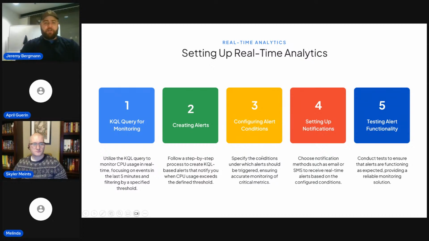Then you can configure the alert to specify the conditions under which alerts should be triggered, making sure that you have the most critical ones, like we just talked about. You can set up notifications like SMS, and then you could test alert functionality. So making sure that alerts are working as expected.